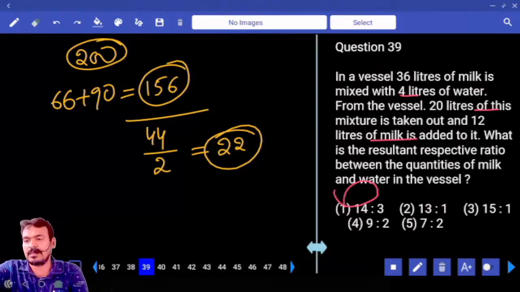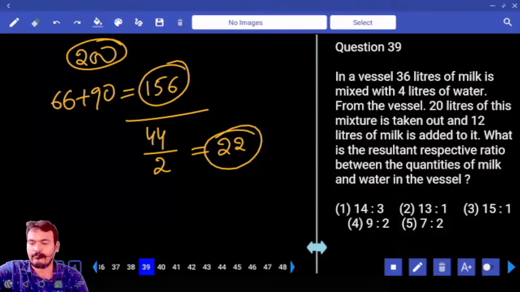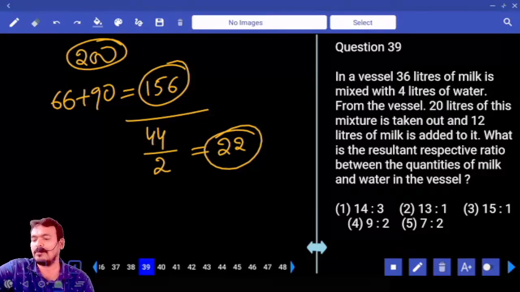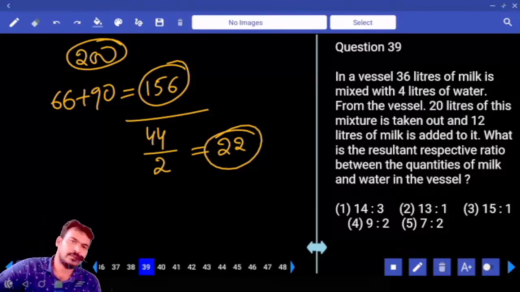Next question number 39. In a vessel, 36 liters of milk is mixed with 4 liters of water. From the vessel, 20 liters of this mixture was taken out and 12 liters of milk is added to it. What is the resultant ratio between the quantities of milk and water in the vessel?